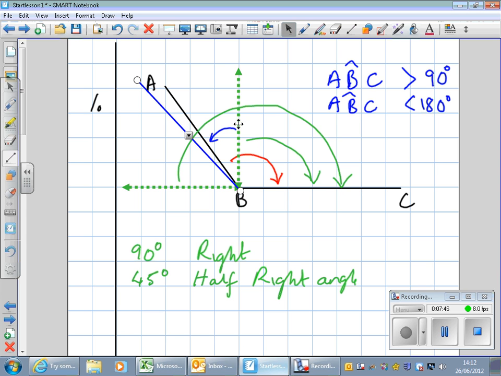So what is this angle here? Well, if this is 45, then I reckon that's about 40. Therefore, the whole angle must be 90 degrees plus 40, 130 degrees as an estimate. Let's try that again.